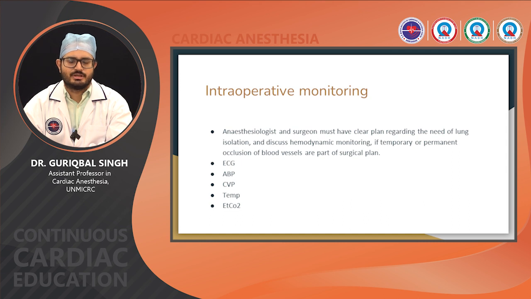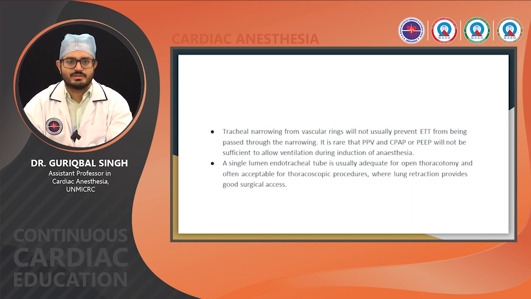So what are the intraoperative monitors which are required? Anesthesiologist and surgeon must have a clear plan regarding the need of lung isolation and discuss hemodynamic monitoring if temporary or permanent occlusion of blood vessels are a part of surgical plan. So ECG, arterial blood pressure, CVP, temperature, EtCO2 are all necessary monitoring techniques. If there's a tracheal narrowing from the vascular ring, it will usually not prevent the endotracheal tube from being passed through the narrowing.